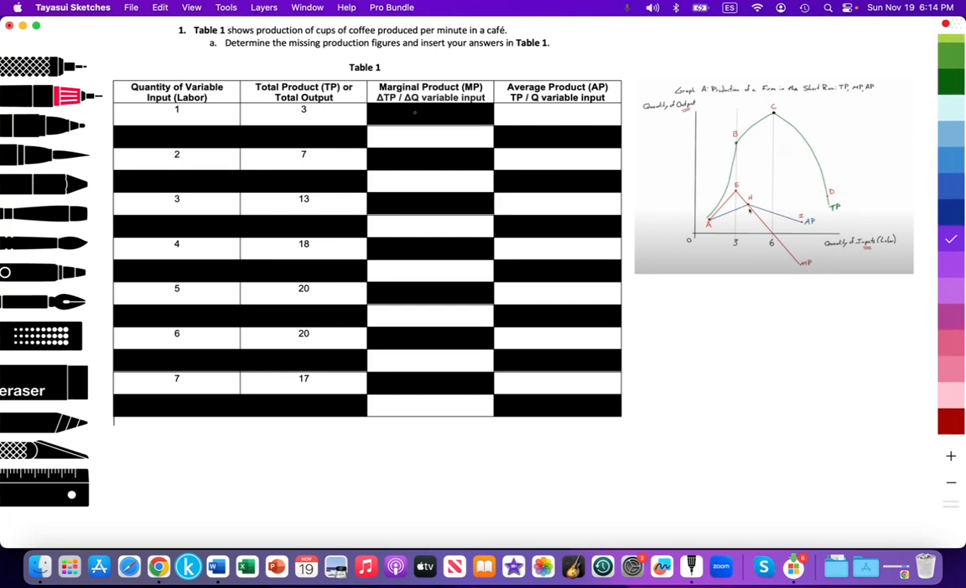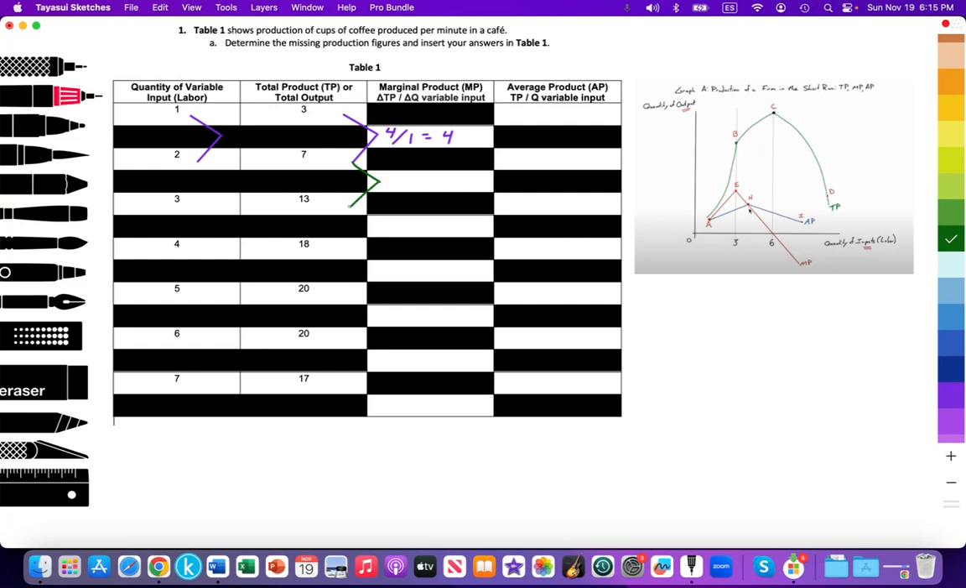So marginal product is looking at the change in total product. We're going to make a note here that we're looking at the change from here to here, and also the change from here to here. So the change in total product, we're basically going to take 7 minus 3. 7 minus 3 is 4. So the change in total product is 4. And we're going to divide that by the change in the variable input, which is 1. So that equals 4.